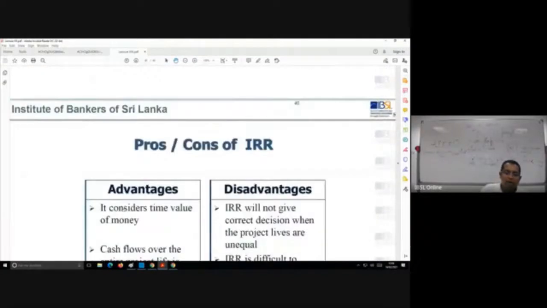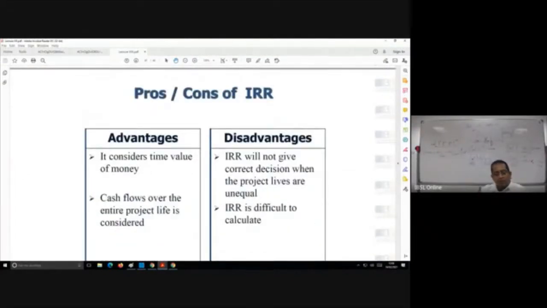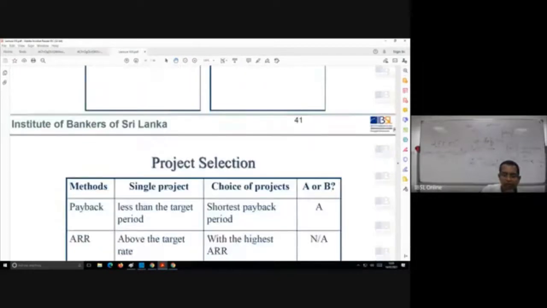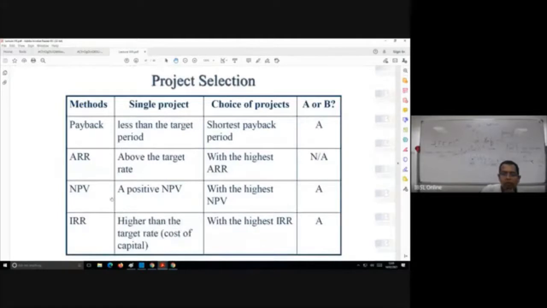Right, it is difficult to use and difficult to calculate, and for different size projects you can't use the same method. This method can't be used for different life cycle projects. Time value of money is considered, and cash flows over the entire project are considered. That is the advantage. If you look at all the methods we did, payback period came up with A, which has the shortest period of recovery. ARR both were the same, so we can't use it. That is the drawback of ARR.